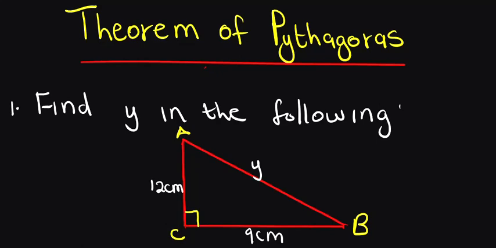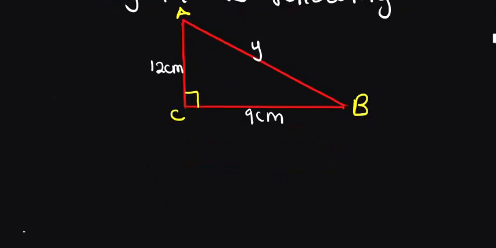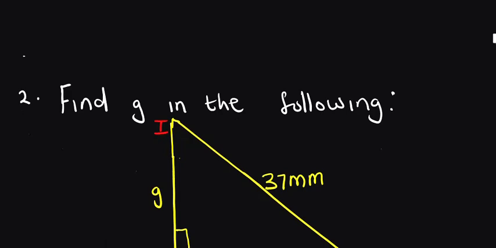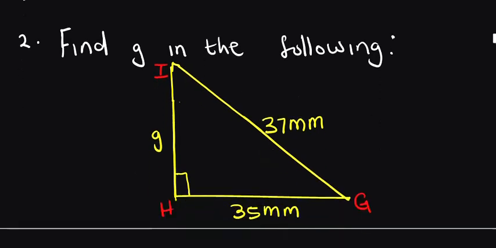In this lesson, we are required to find y in the following diagram. That's number 1. Then we've got number 2 where we need to find g in the following diagram.